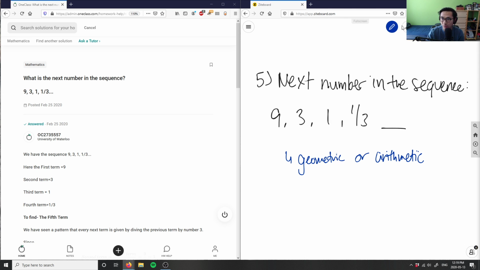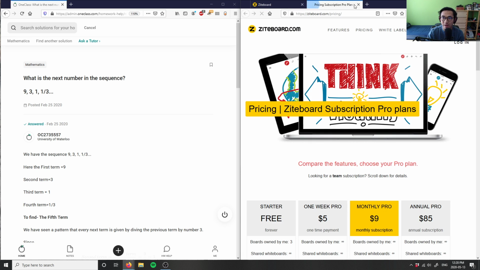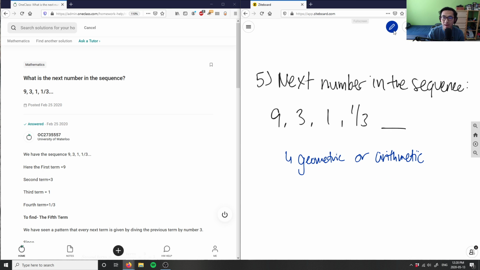And the reason why is because I'm not adding or subtracting numbers as I go through the sequence. If you look at only the differences here, 9 minus 3 is simply 6, and then 3 minus 1 is 2, 1 minus 1/3 is like 2/3. These are not constant, right? So therefore, I don't have an arithmetic sequence in this case.